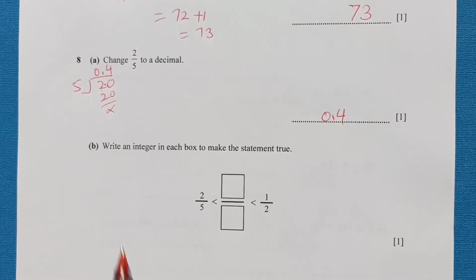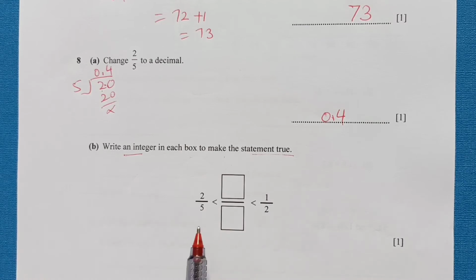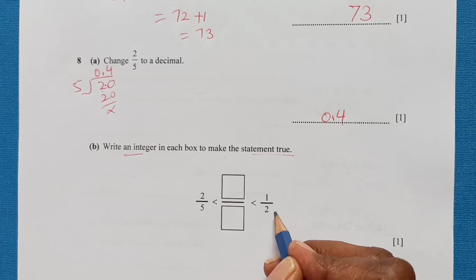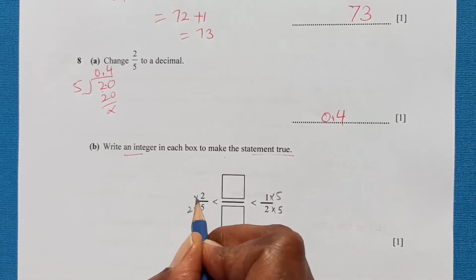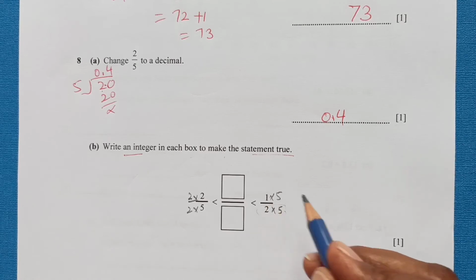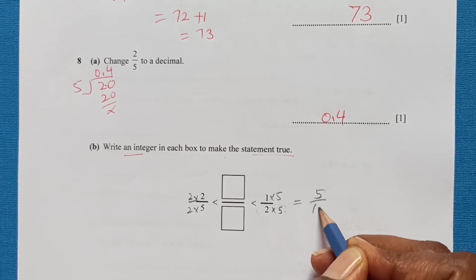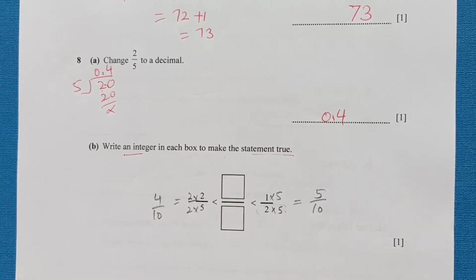Now part B, write an integer in each box to make the statement true. You see we have two fractions given here but with different denominators. So we can make the denominator the same. I can multiply here by 5 and we can multiply here 5 by 2. Remember that whatever you are doing in the denominator, you have to do the same in the numerator too, so that we will not disturb the number that is given. So this is 5/10 and this is 4/10. So we can take any number between 4 and 5.